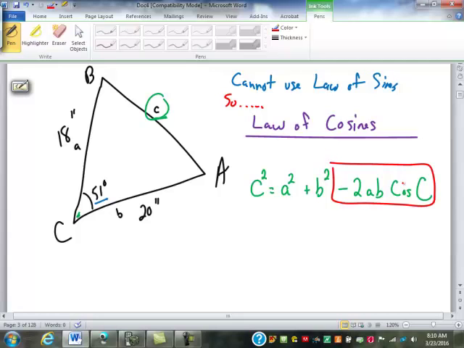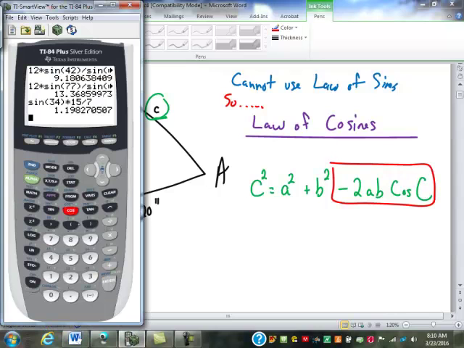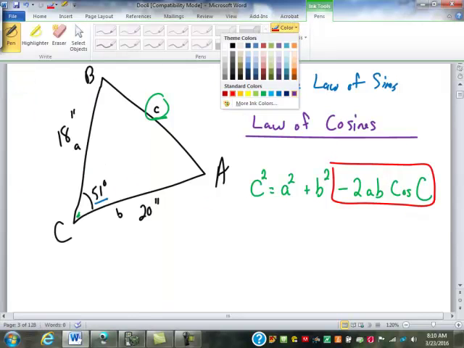Now you'll note, if C were 90 degrees, what's the cosine of 90 degrees? 0. So that correction factor would be 0. This would be just the Pythagorean theorem. So this is why they call it the generalized Pythagorean theorem. It's for every triangle. It turns into just a squared plus b squared equals c squared when C is 90 degrees, when we have a right angle. So let's fill in here.